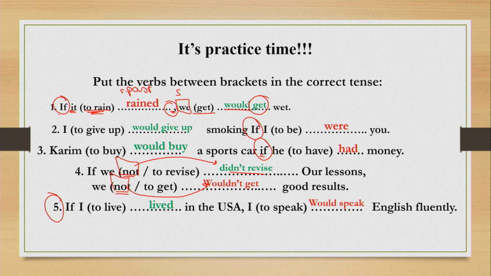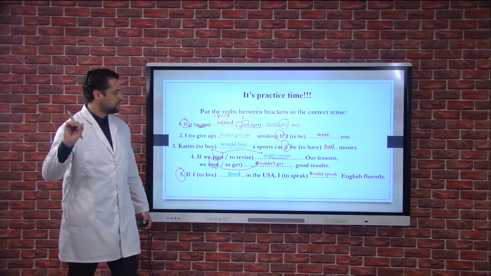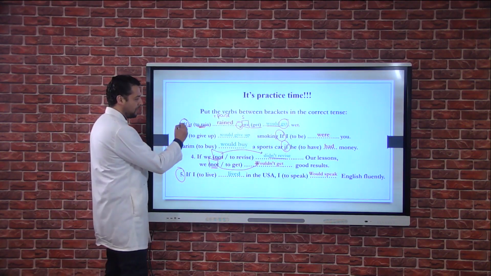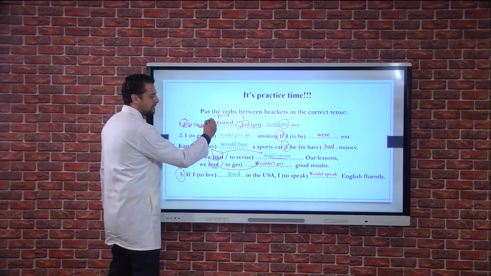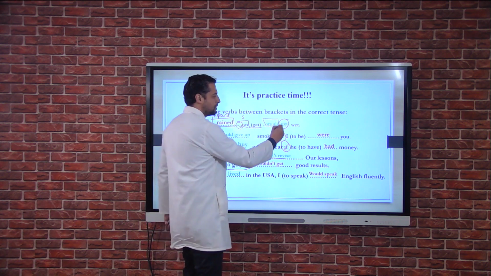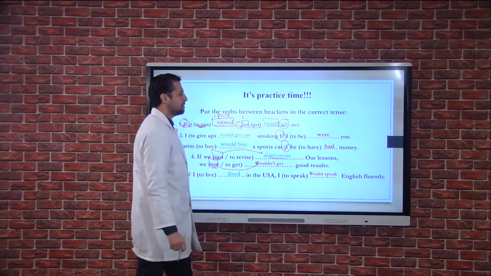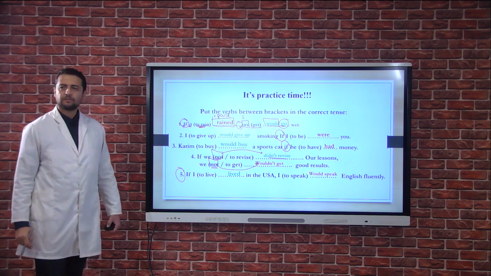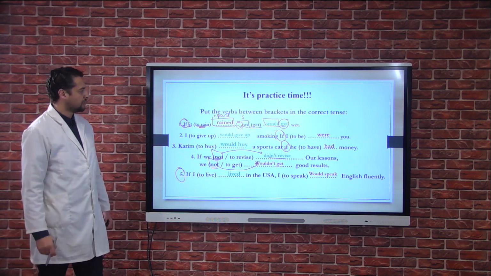Right. So from all what we have seen here, you have to know the rule of conditional type 2, we have to bear in mind this one. We have the if here plus the verb in the simple past. Then we have would and the verb, which must be in the infinitive form. Right?